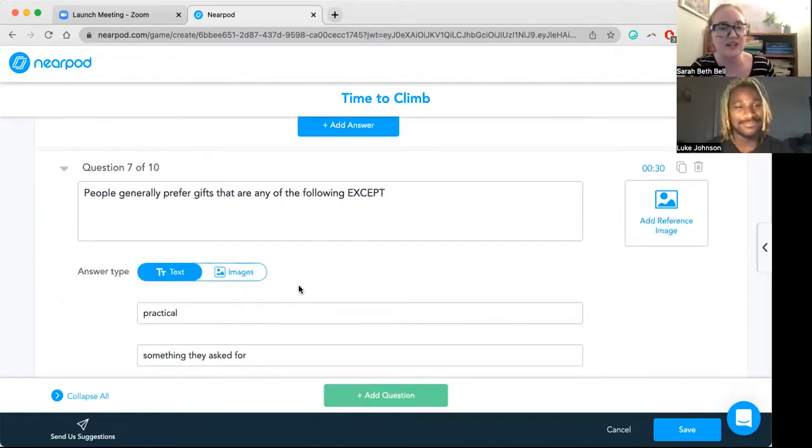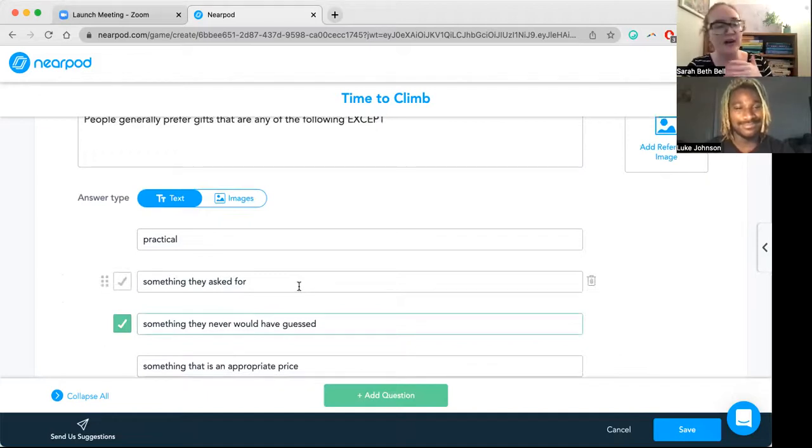People generally prefer gifts that are any of the following except practical, something they asked for, something they never would have guessed, or something that is an appropriate price. People do not usually want gifts that are something they never would have guessed. Like one time my dad gave me a cactus necklace for Christmas, and it wasn't an appropriate price. It was really expensive. And I do like cacti, but I didn't really like the necklace, and then I couldn't return it without a receipt, and then I got a gift card back and sold that on Facebook Marketplace.